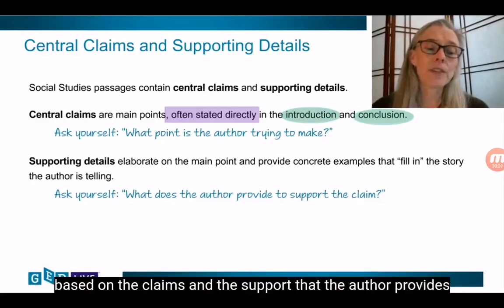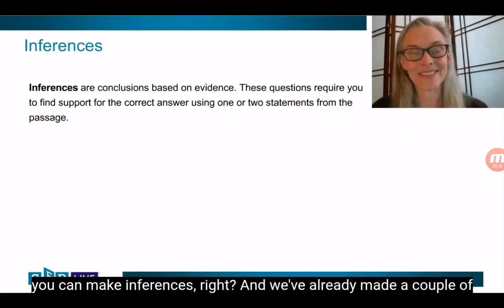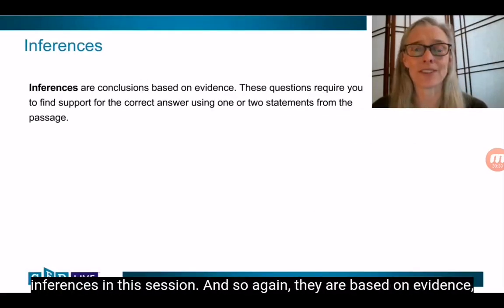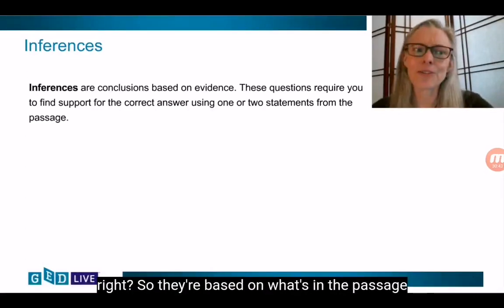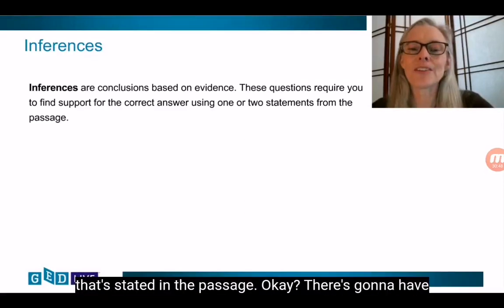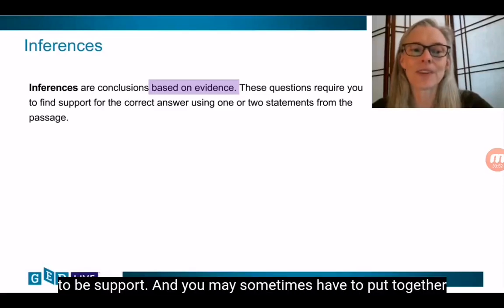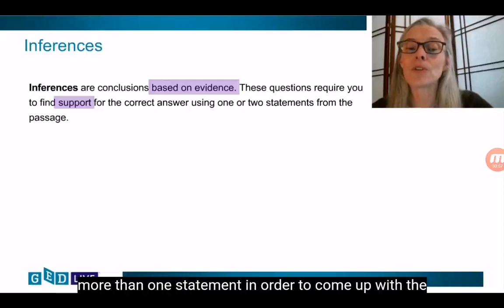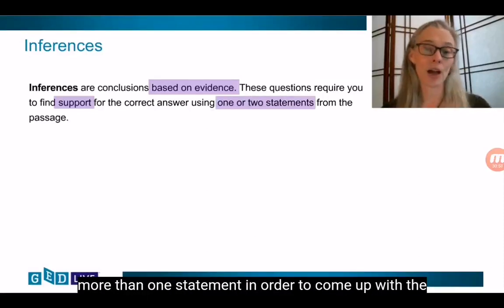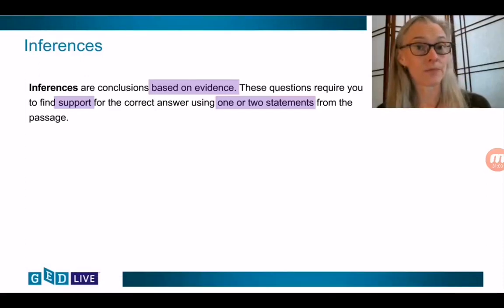And again, based on the claims and the support that the author provides, you can make inferences, right? And we've already made a couple of inferences in this session. And so again, they are based on evidence. So they're based on what's in the passage, but not necessarily something that's stated in the passage. There's going to have to be support. And you may sometimes have to put together more than one statement in order to come up with the inference that is in the correct answer.